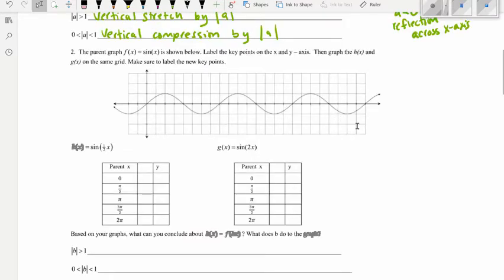So let's look at the next one. The parent graph f of x equals sine of x is shown below. Label the key points on the x and y axis, then graph h of x and g of x on the same grid. Make sure to label your new points.